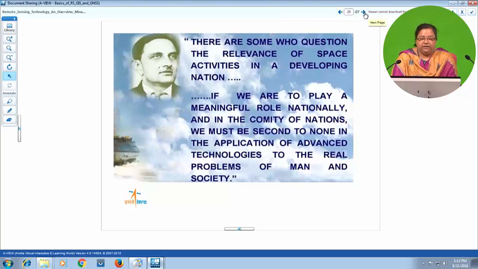Here I would like to quote Dr. Vikram Sarabhai, who said that if there are some who question the relevance of space activities in a developing nation, if we are to play a meaningful role nationally and in the community of nations, we must be second to none in the application of advanced technologies to the real problems of man and society. We hope that with this vision we continue to provide the Indian Space Program not only to the Indian continent but also to foreign countries by launching various satellites and sensors.